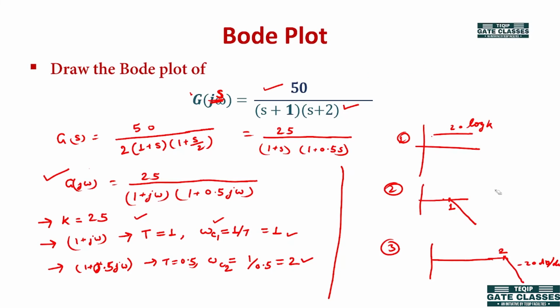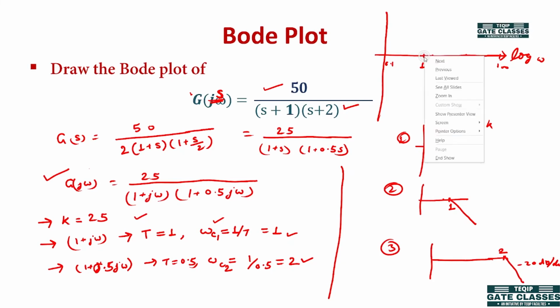We can simply add these graphs into one plot. So while we are drawing a magnitude plot, this is log omega, this frequency is 0.1, this is 1, say this is 2, this is 10, this is 100. Okay, so this is our omega c1, this is our omega c2.